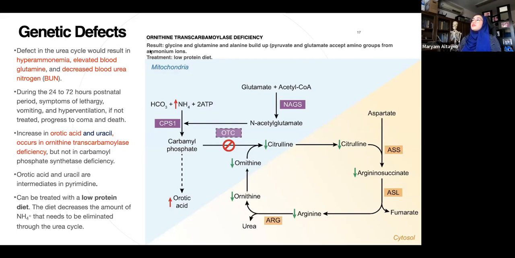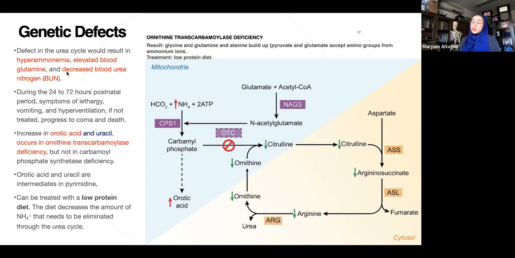So if you have a defect in the urea cycle, what's going to happen? You can't create urea. So when you can't make urea, you're going to have high levels of ammonium in the blood, and also decreased blood urea nitrogen. Why? Because you don't have urea, which is the way the kidneys excrete nitrogen. I think you learned that because you're doing renal now. So the defect in the urea cycle would result in hyperammonemia, so high levels of ammonium in the blood, elevated glutamine, we'll see why in a moment, and decreased blood urea nitrogen.